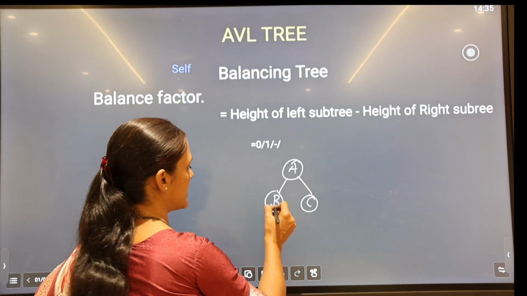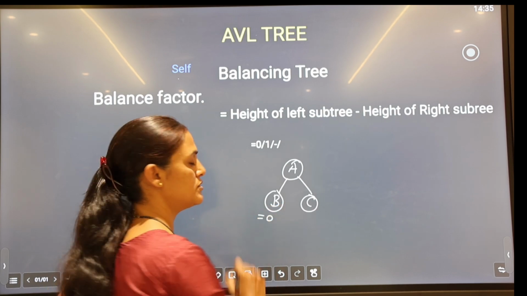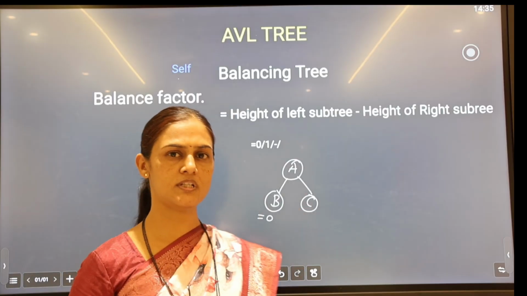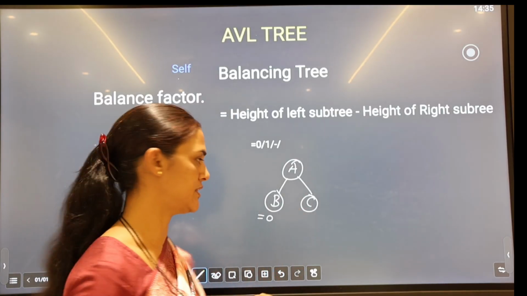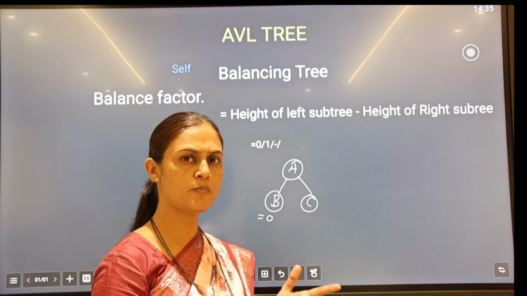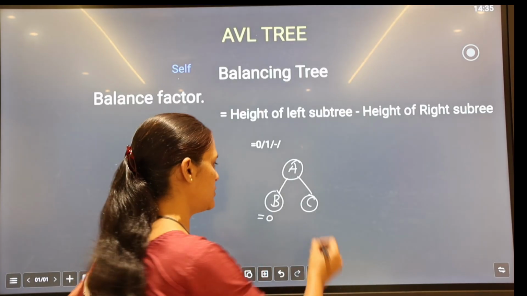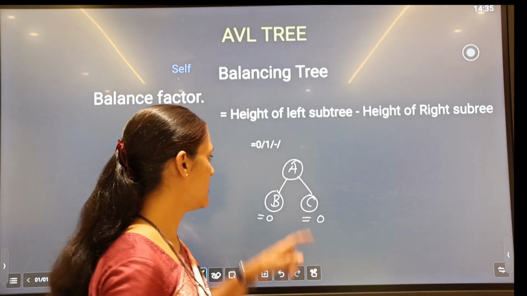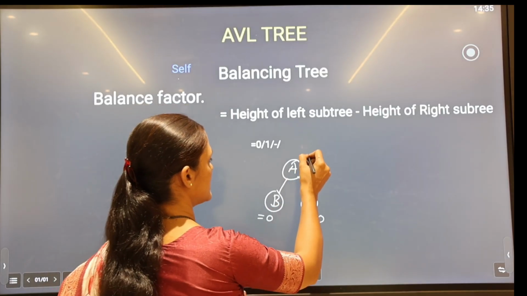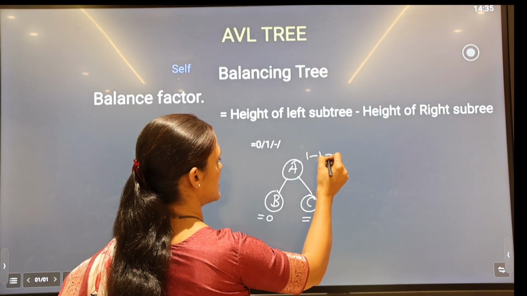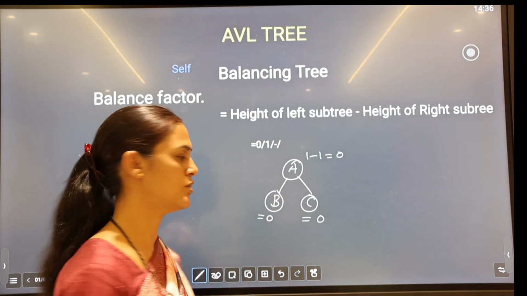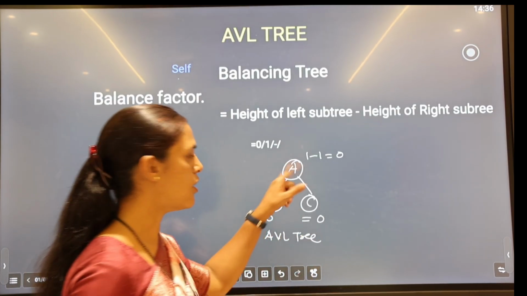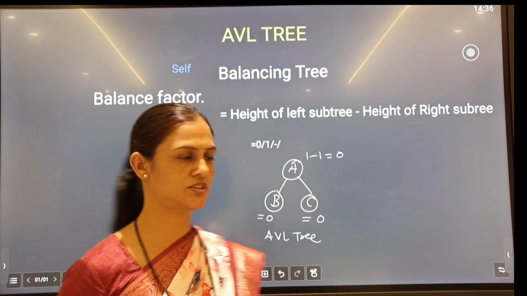So the balance factor of B is equal to 0. Why it is equal to 0? Because it has no left subtree and no right subtree. So height of left subtree 0 minus height of right subtree 0. Again balance factor of C is equal to 0. Now the balance factor of A is equal to 1 minus 1, that is equal to 0. So this is an AVL tree because all nodes have balance factor 0.